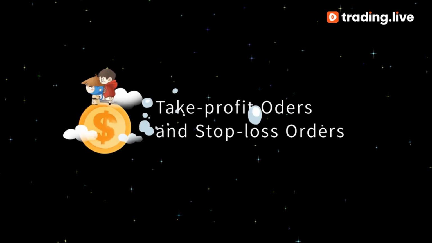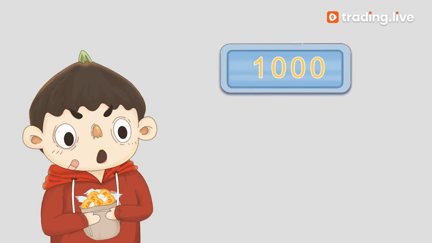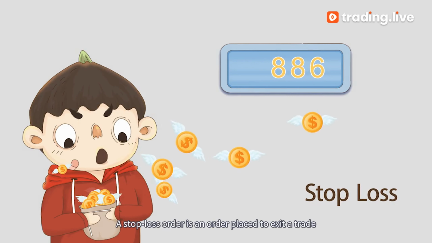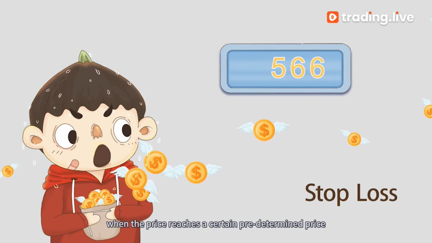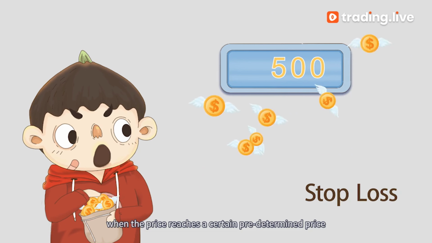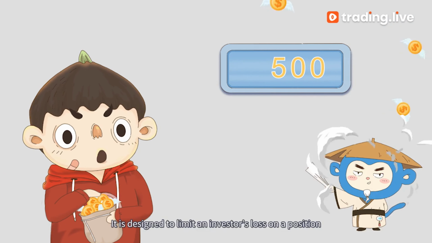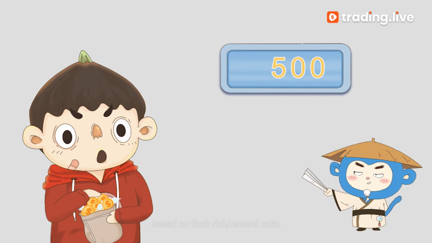Take profit and stop-loss orders. A stop-loss order is an order placed to exit a trade. When the price reaches a certain predetermined price, it is designed to limit an investor's loss on a position based on their risk-to-reward ratio.